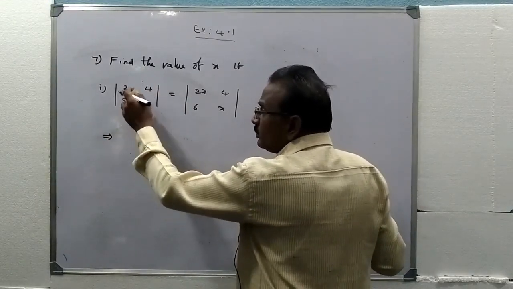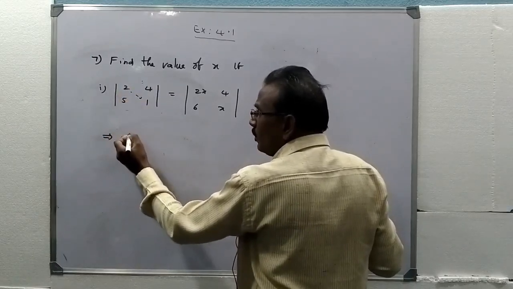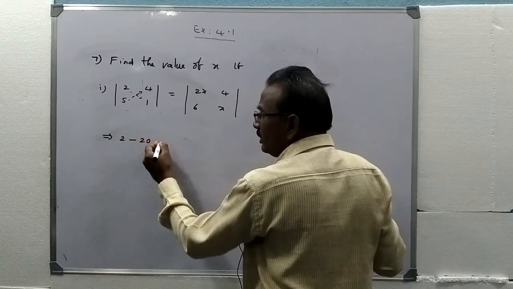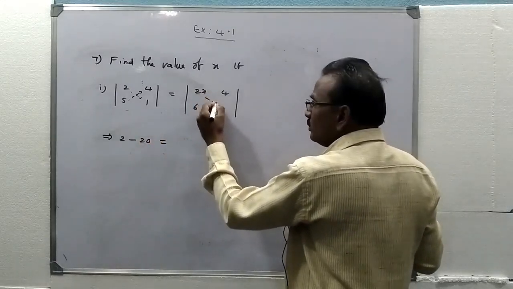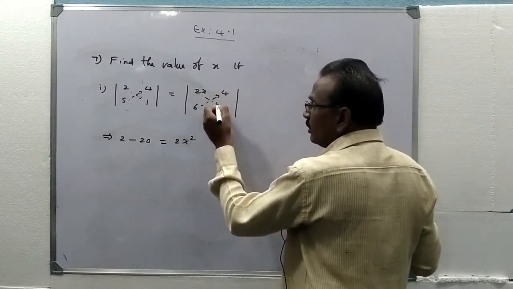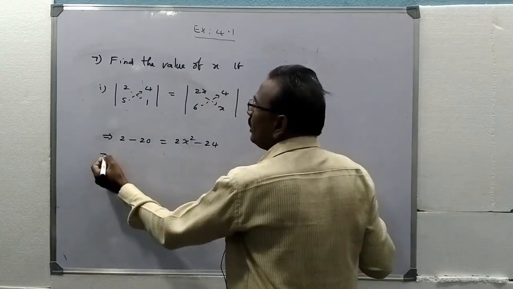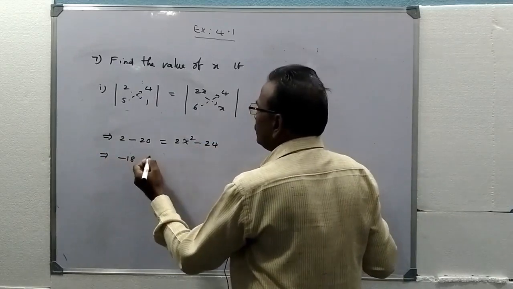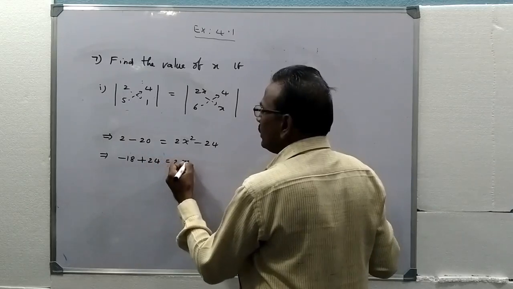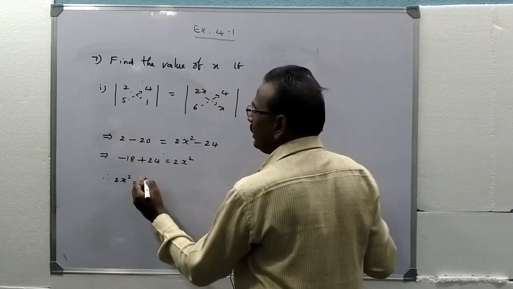The determinant of order 2 is the product of the principal diagonal elements, that is 2 ones are 2, minus the product of the other diagonal, 5 fours are 20, is equal to the expansion of the RHS: 2x into x, 2x square, minus 6 into 4, 24. Therefore 2 minus 20 is equal to minus 18. So transposing minus 24 to the LHS, plus 24 is equal to 2x square. Therefore 2x square is equal to 24 minus 18, 6.